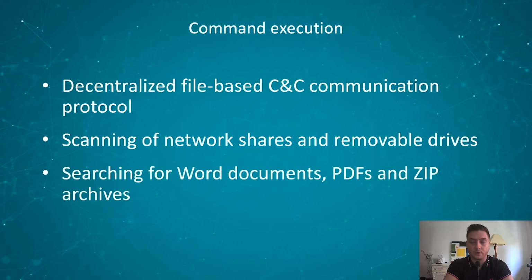Ramsay does not support a network-based communication protocol. However, commands can be supplied to Ramsay via a file-based communication protocol. And this file communication protocol follows the same decentralized philosophy as covert storage, in the sense that Ramsay will try to scan network shares and removable drives to find candidate files for control file documents. These control file documents can be either Word documents, PDFs, or zip files.